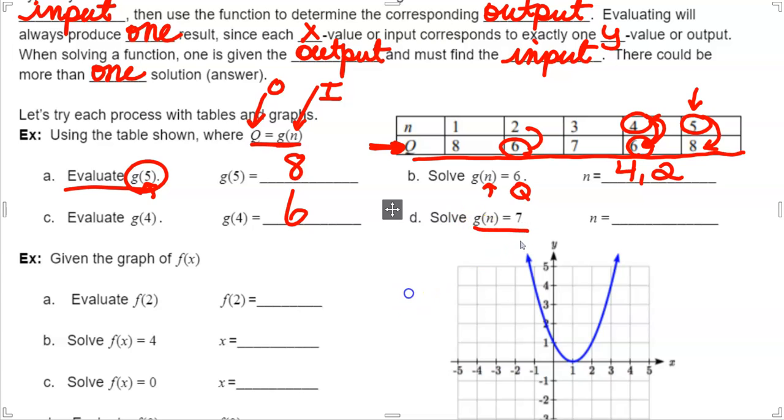Now, try to find out what is g of n equaling 7, so the q value is 7. We want to find the corresponding n. So I look along my outputs, I find 7, and then I look at its n value, which is 3. Therefore, that would be my answer. Okay?